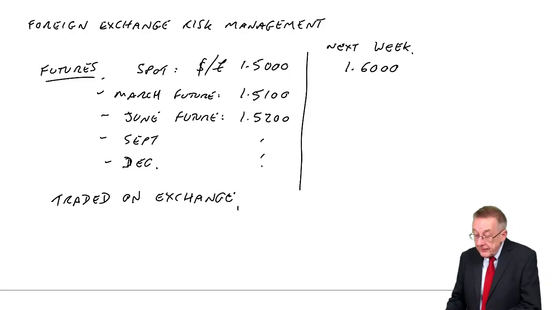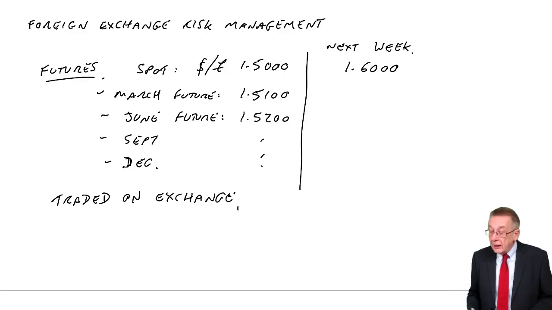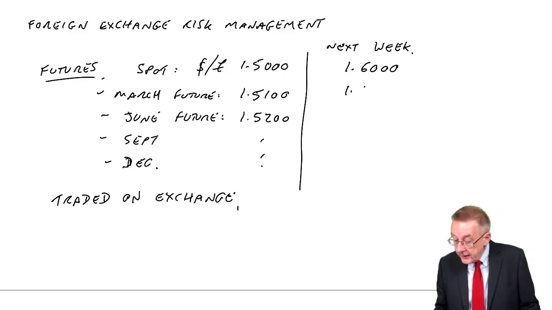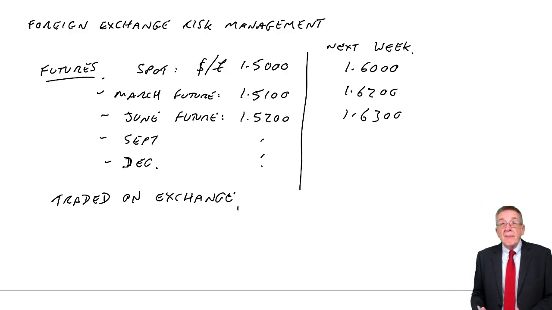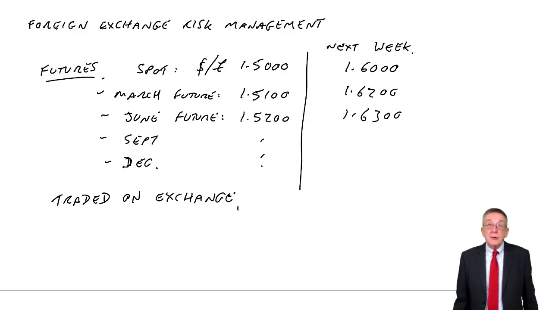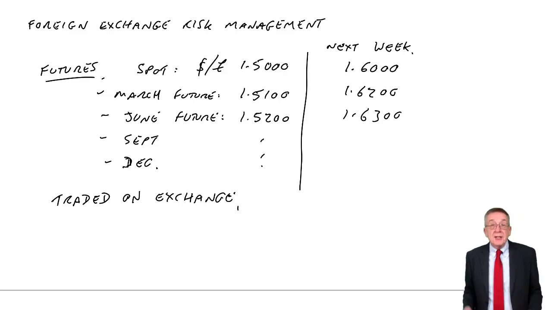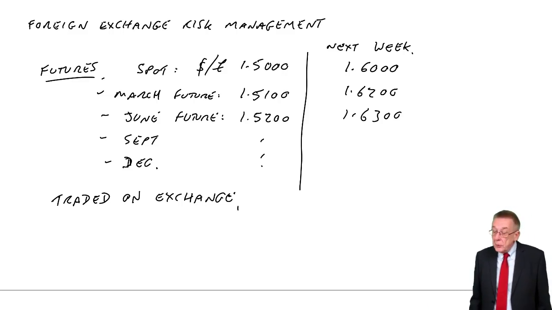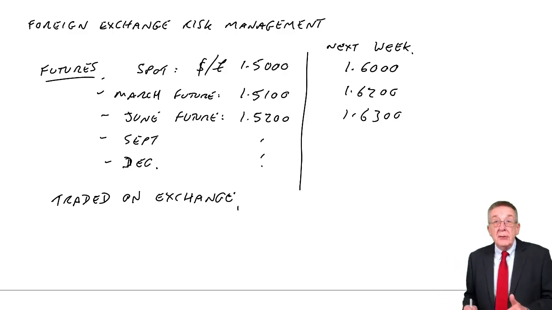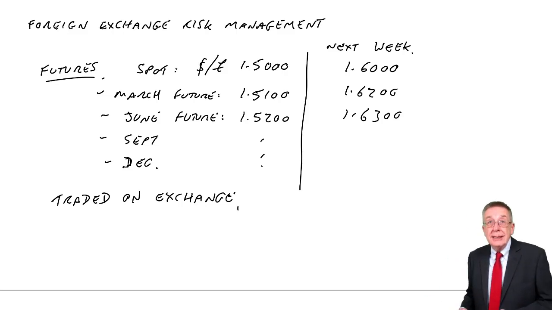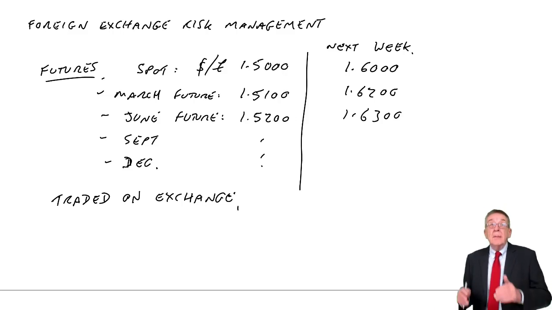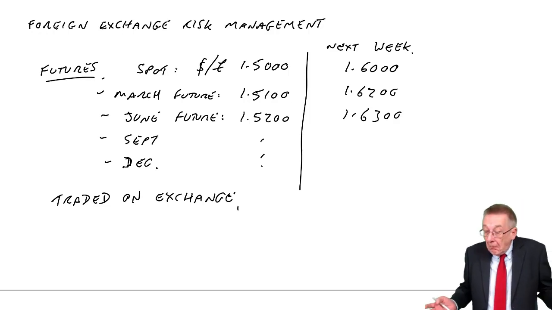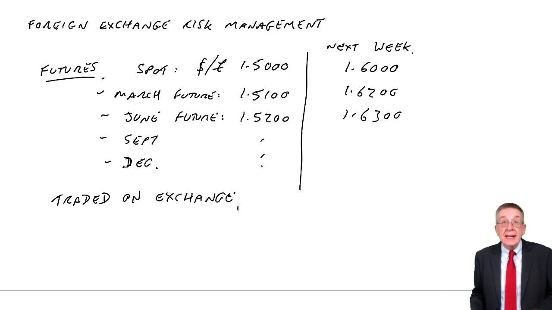Want to convert at the end of March? Fine. Today, they'll quote you 1.51. Maybe next week, they're quoting 1.62. Maybe June futures, they're quoting 1.63, and so on. Just as the spot rate changes from day to day, so too will the futures price. They're two different things. The futures price is a rate they're giving you for conversion at the end of March. The spot rate is the rate for converting today. But again, as spot rates change, the rates they're quoting for the futures will change.